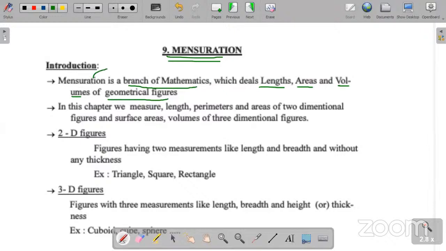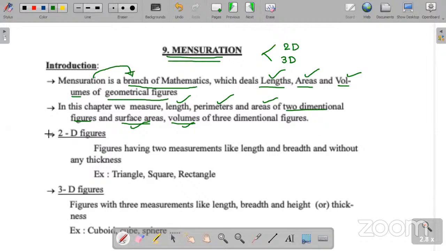Mensuration is one of the branches of mathematics which deals with length, areas, and volumes of geometrical figures. In this chapter, we measure length, perimeters, and areas of two-dimensional figures, and surface area and volume of three-dimensional figures. Actually, mensuration deals with 2D as well as 3D. 2D means two-dimensional, 3D means three-dimensional. So length, perimeter, and area are related to two-dimensional figures, while surface area and volume are related to three-dimensional figures.